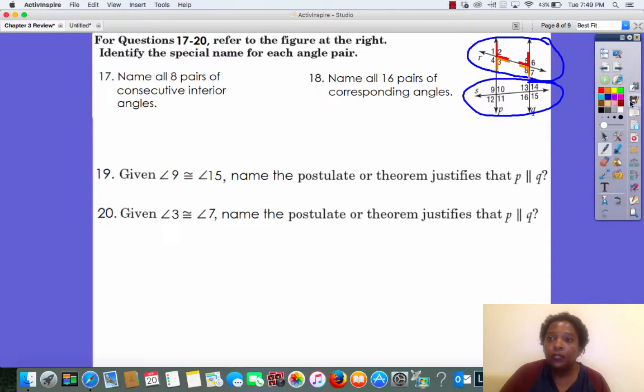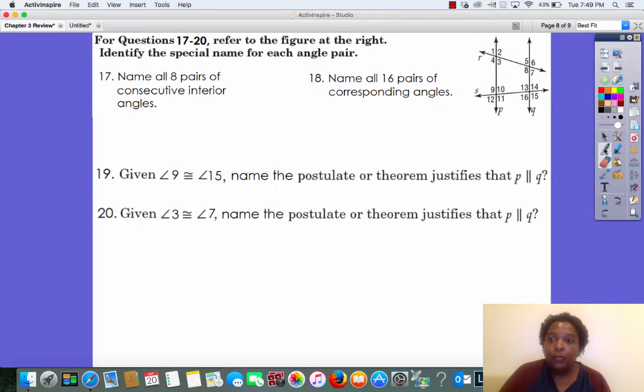So we're going to ignore the top part. Again, space in between. So we have angle 10. We're going to stay on the same side of that transversal. Goes with angle 13. And let's use pink. Angle 11 and angle 16. So we're going left to right. So that's 4 pairs. Now let's change it up and go up and down.